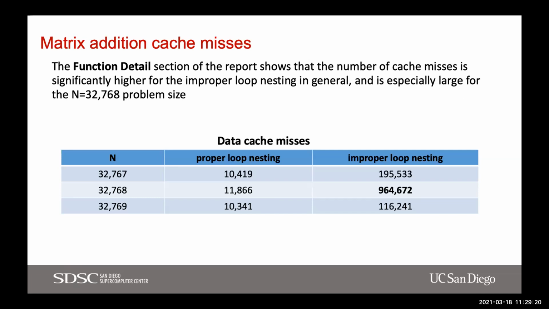Look when I had the improper loop nesting, though. You can see that instead of about 10,000 cache misses, for the first case, we had almost 200,000. In the third case, we had 116,000. And in that case, for 32,768, we had nearly a million cache misses. So about 100 times worse than when we had the proper loop nesting.